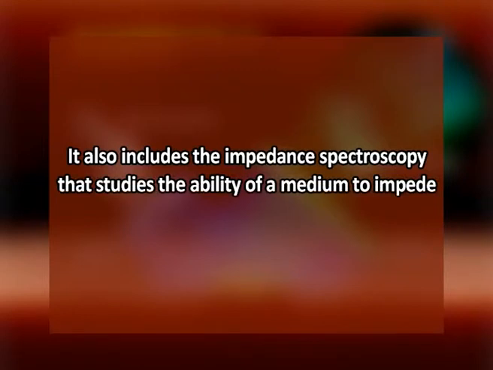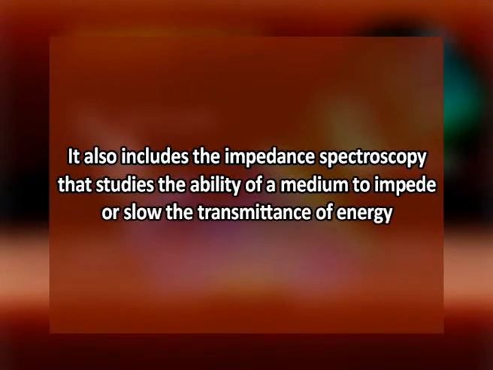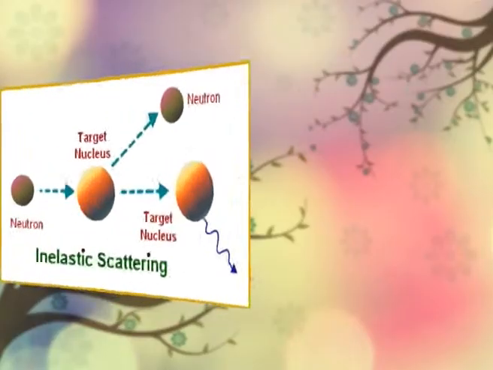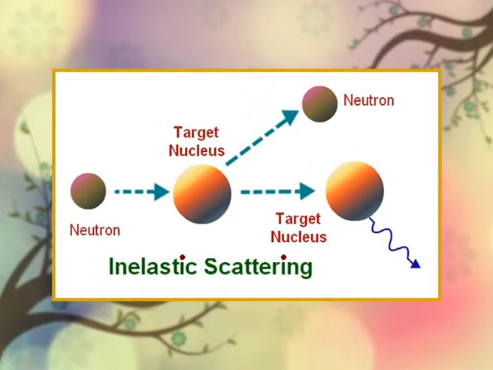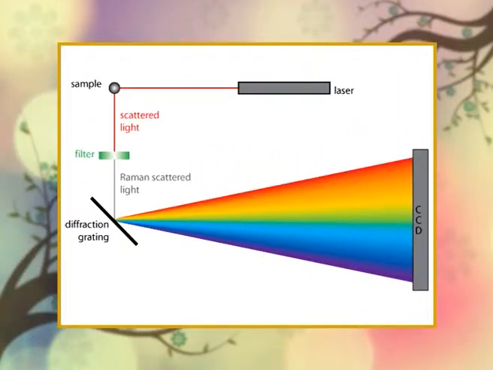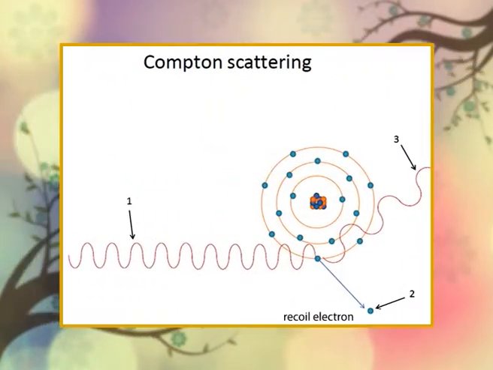It also includes impedance spectroscopy that studies the ability of a medium to impede or slow the transmittance of energy. Furthermore, it also includes the inelastic scattering phenomena, which involves an exchange of energy between the radiation and the matter that shifts the wavelength of the scattered radiation, for example, Raman and Compton scattering.